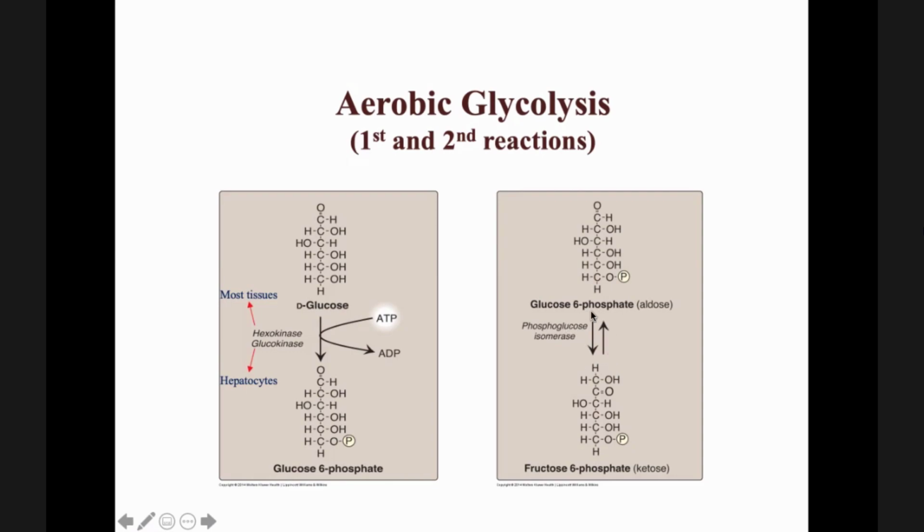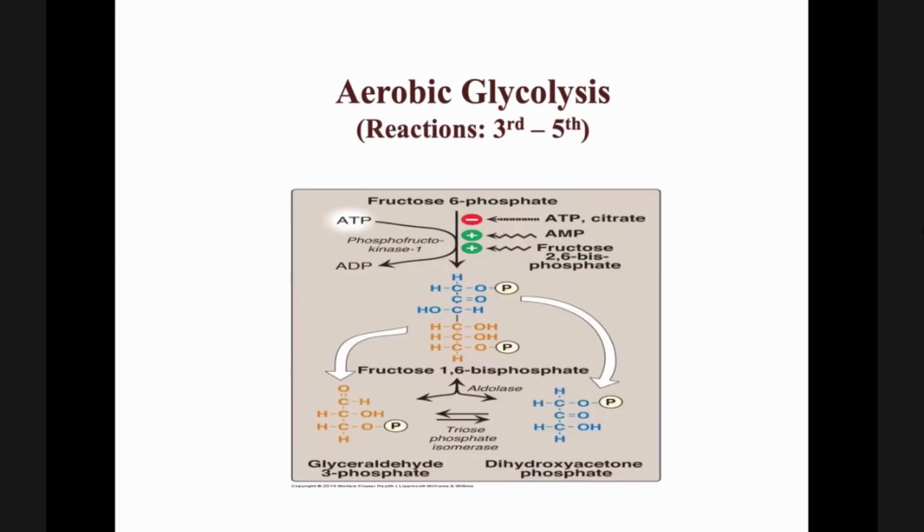So this is a reversible step. However, this one is an irreversible step, okay? And these irreversible steps are very, very important in terms of regulation. So focus on that. You have to know that there are irreversible steps and their regulation is very, very specific. One example of an irreversible step is from fructose 6-phosphate to fructose 1,6-bisphosphate. You see these: ATP, citrate, AMP, fructose 2,6-bisphosphate. These all are the regulators for phosphofructokinase 1.